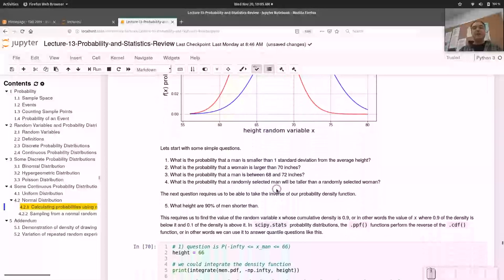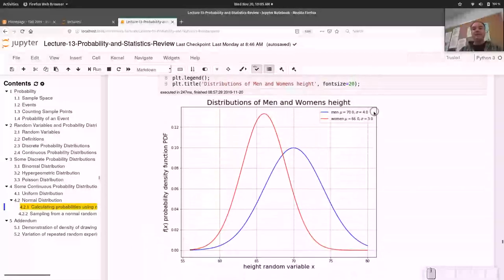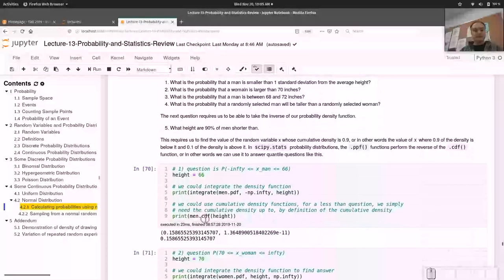So you can ask questions like, what's the probability that a man is smaller than one standard deviation from the average height? Since the standard deviation is 4, what's the probability that a man is 70 minus 4, so 66 inches or less? To do that, you'd add up the area under the blue curve to the left of 66, right? We could integrate that if we wanted to, or we could just use the cumulative density function. So basically, there's a 15% chance that you're smaller than one standard deviation from the average height of 70 inches, that you're 66 inches or less, if you're a man.